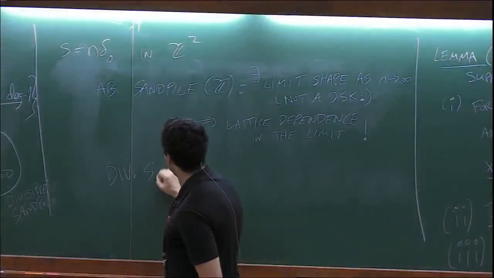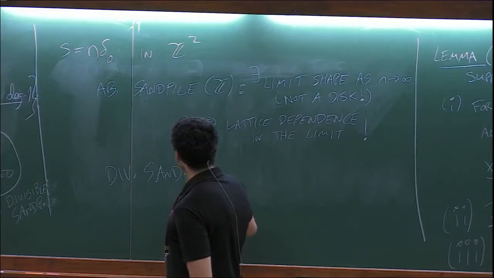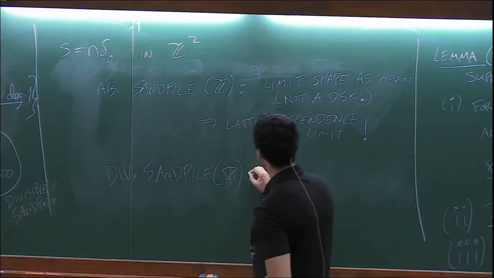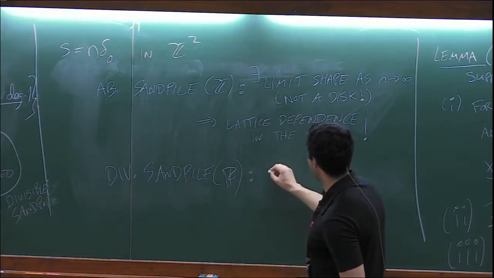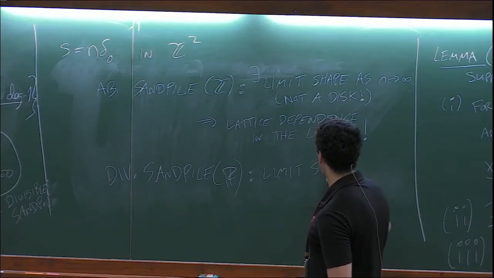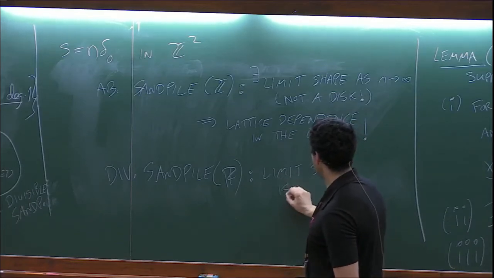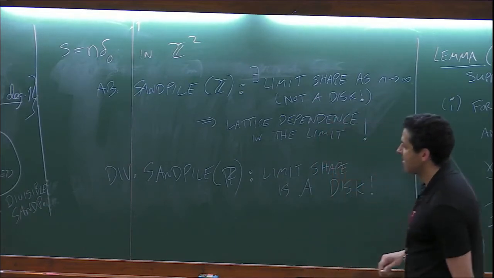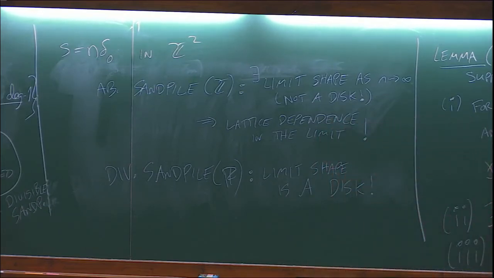So that's abelian sandpile, and the contrast is divisible sandpile, where you replace the Z by an R. Well, again, there exists a limit shape, and it's a ball, or a disk. The limit shape is a disk. And that's not hard to prove.